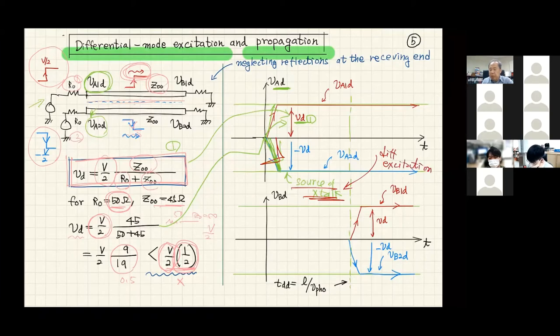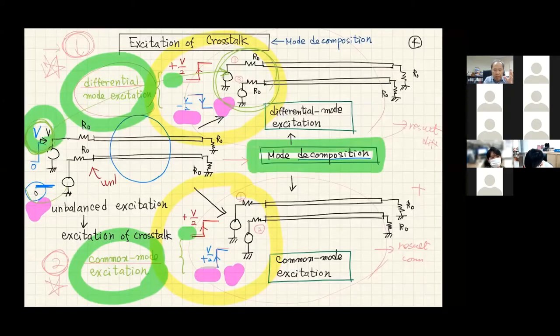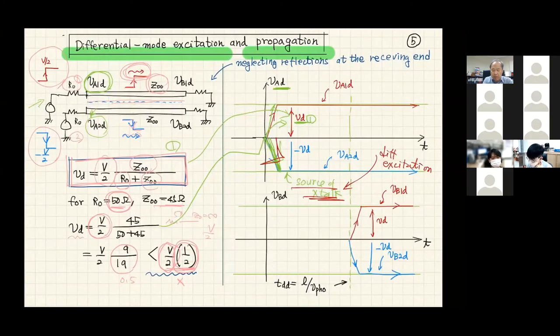Even though we do not know what is common mode or differential mode, when we have unbalanced excitation, it will generate a differential mode and common mode together. First thing I would like to say is this differential mode is becoming the source of crosstalk. This differential mode is a source of crosstalk.